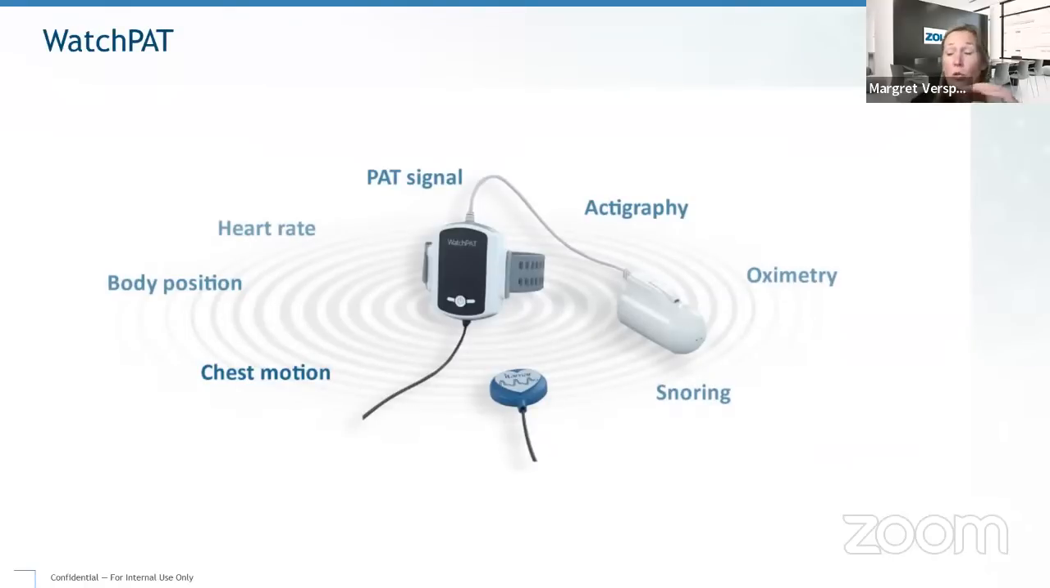So we have 3 points of contact. We have the watch, we have the sensor on the finger, and we have the sensor on the chest. And these 3 points of contact give you a lot of information.